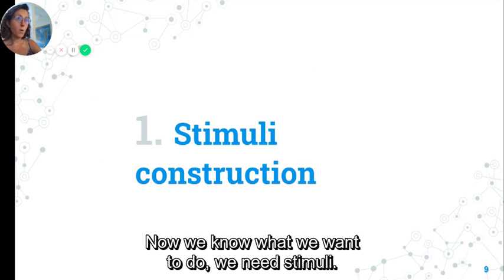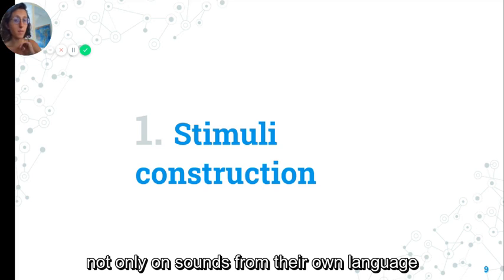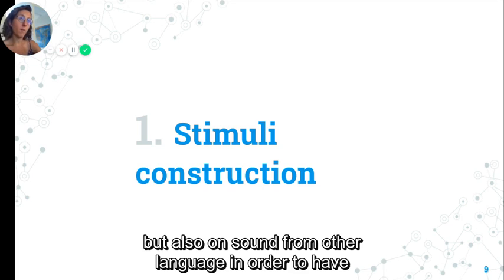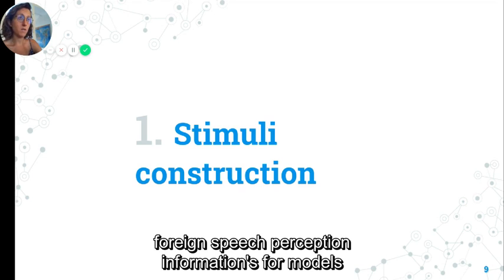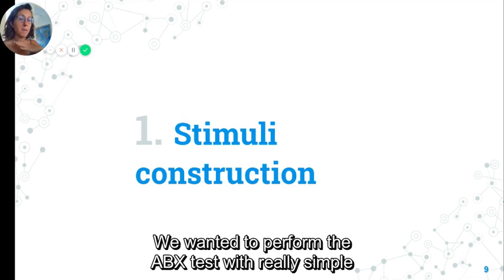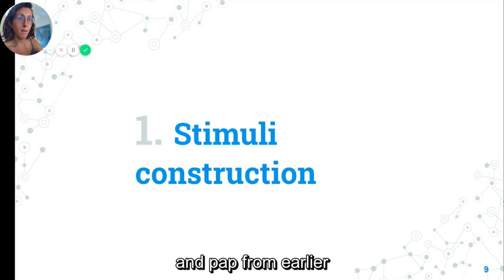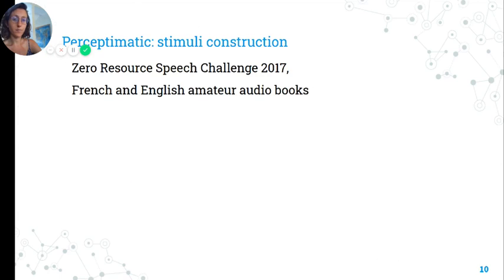So now we know what we want to do. We need stimuli. What we wanted here was to test people not only on sounds from their own language, but also on sounds from other languages in order to have foreign speech perception information for models and humans. We wanted to perform the ABX task with really simple stimuli, so we chose triphones like the peep and pap from earlier, or apa, ata, etc.